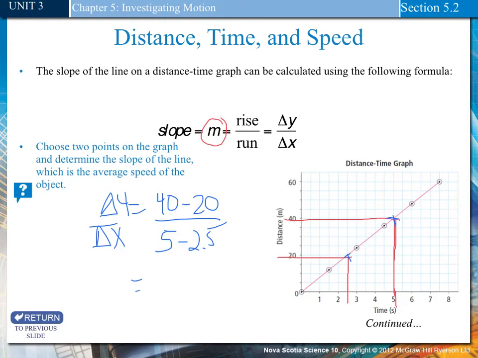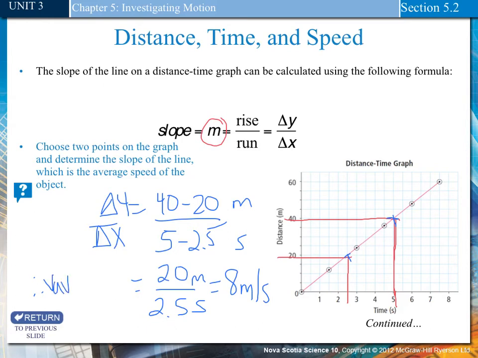And again, this is measured in meters, and this is measured in seconds. So I'm left with 20 divided by 2.5 seconds, which gives me 8 meters per second. And therefore, the average speed equals 8 meters per second.